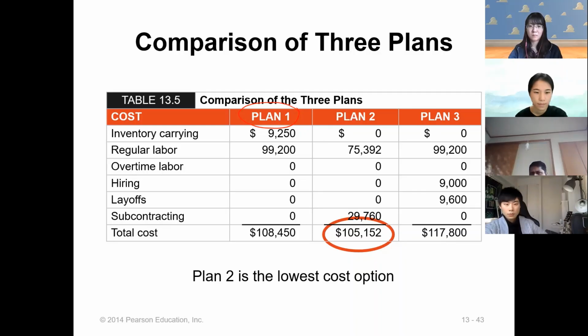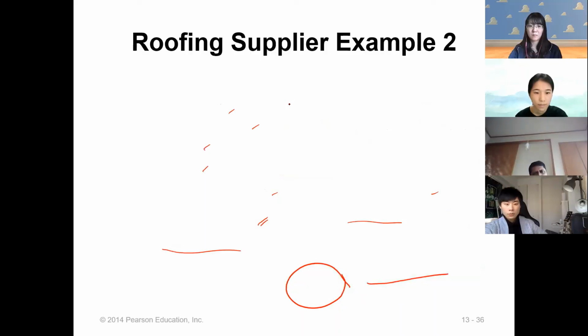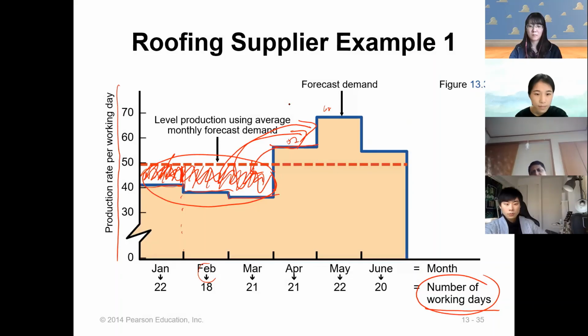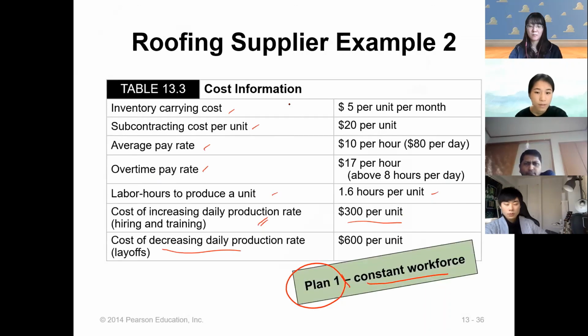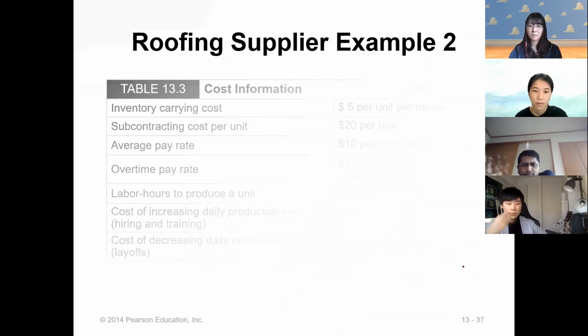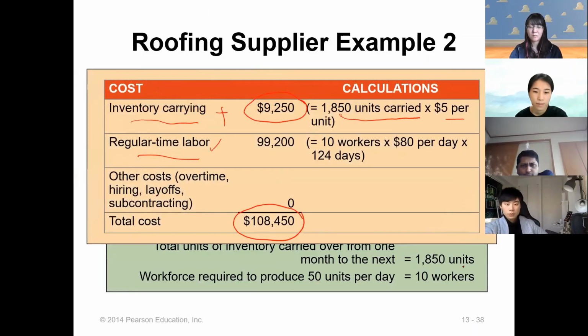We didn't follow the demand. Number one, we didn't follow the demand. Did we follow the demand? We didn't. We actually produced the average demand. Constant workforce. That means we just follow the average demand. So we didn't do anything. Same number of workforce throughout.